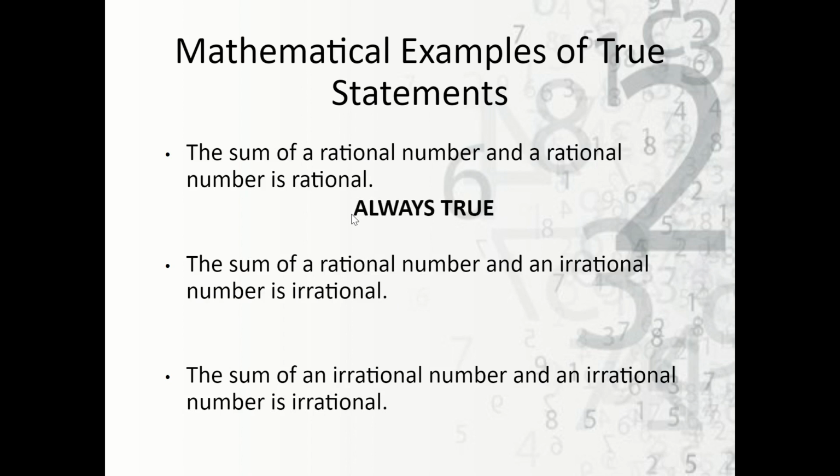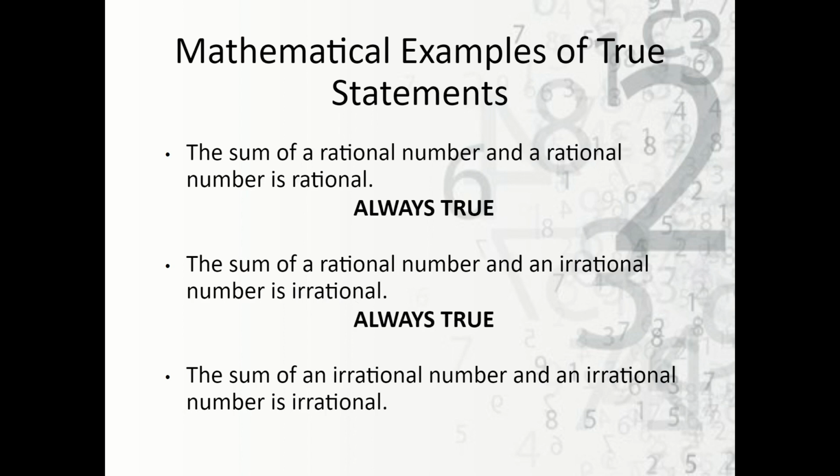The sum of a rational number and an irrational number is irrational. Well, if I add a fraction plus pi, I will always have that pi, and because they're not like terms, I can't add them together, so it will always stay irrational. So that's always true.